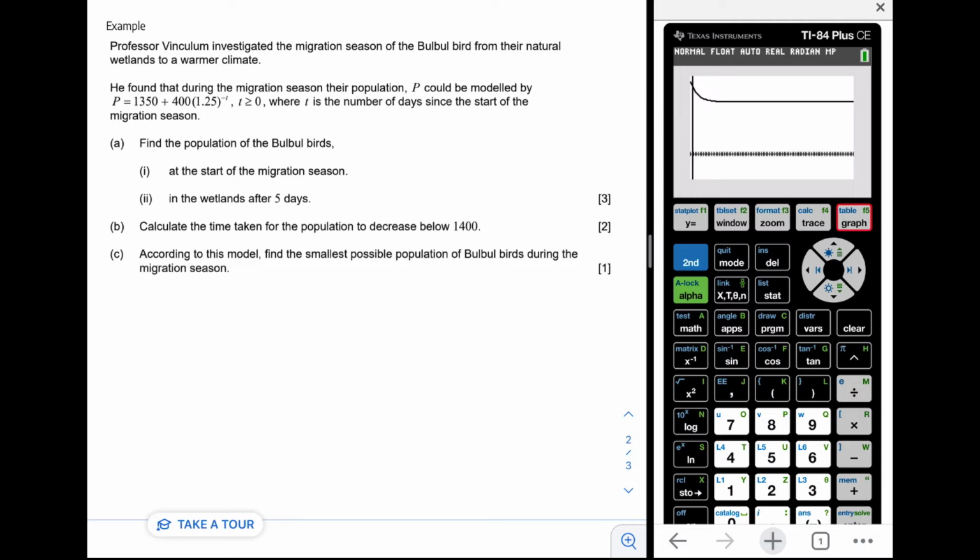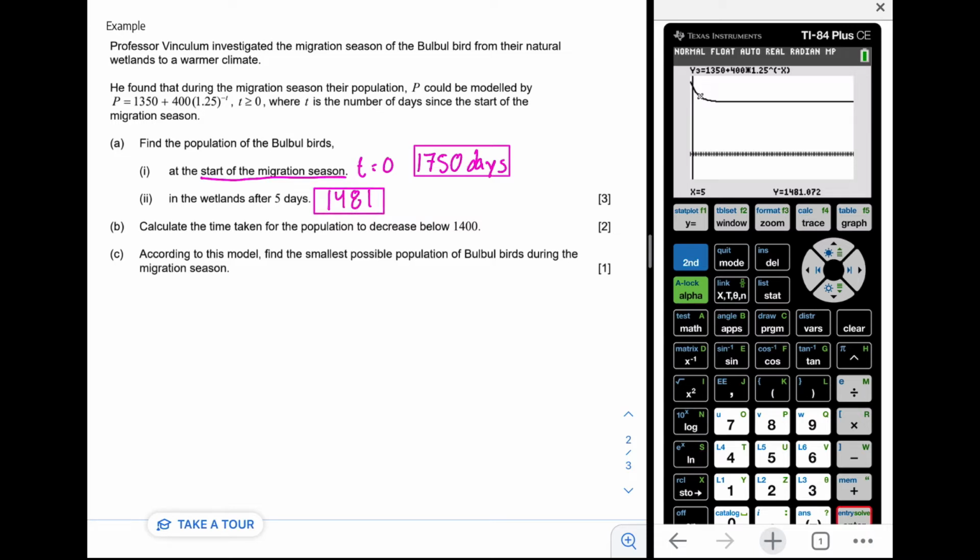Find the population of bulbul birds at the start of the migration season. That means that our time is equal to 0. So trace x is equal to 0. This is going to be 1,750. Part i, what happens after 5 days? Trace 5. This is going to be 1,481.